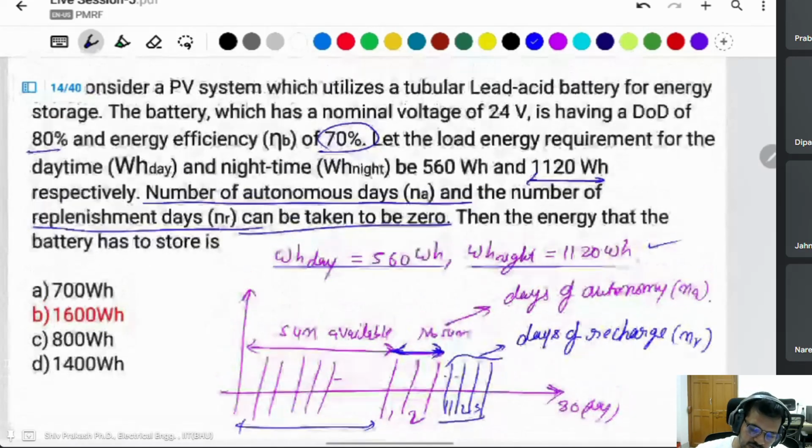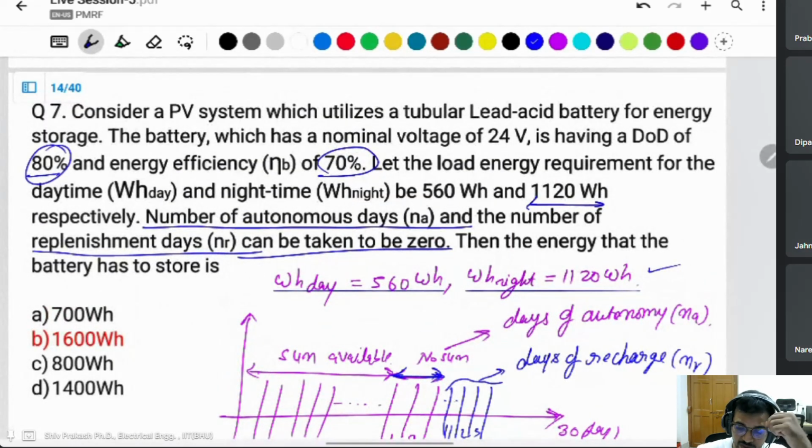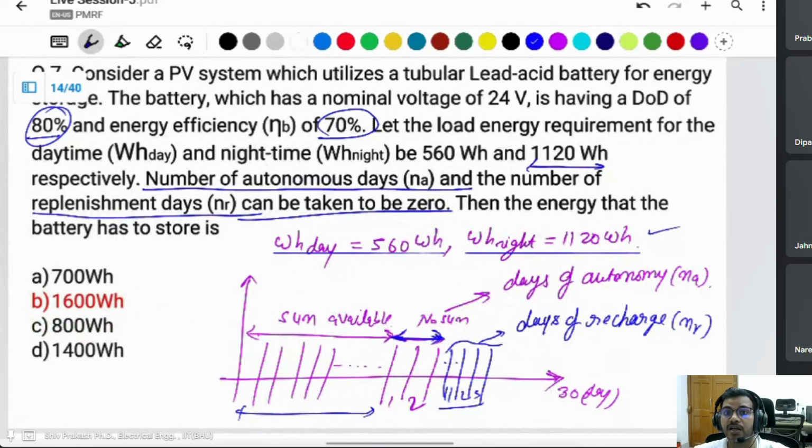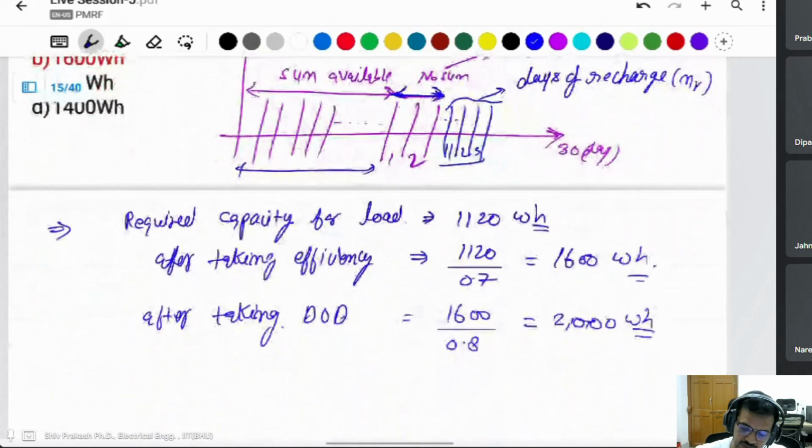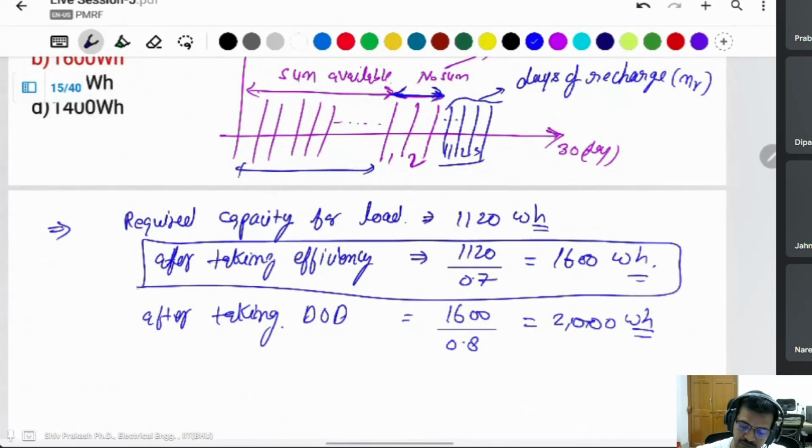If you do not consider DOD, and only want the energy that the battery has to store, not the supply, then it gives the storing efficiency, so you take only the efficiency of 70%. It will be 1600. If you consider DOD also, then it will be 2000 watt hour. Including charge and discharge, this is the discharging time. DOD will be discharged only at 80%. You can't discharge at 100%. So this will be 2000.